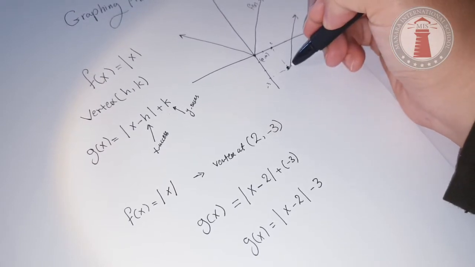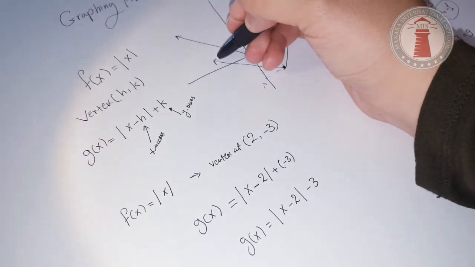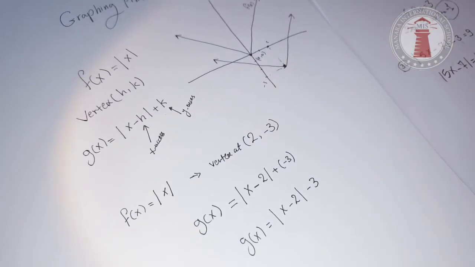So here is our new vertex, and we just graph the same 45 degrees sides V. Okay, here we just talked about translating this V letter, this absolute value function or the parent function, to the x and to the y, so it's just shifted. We still did not talk about stretching and shrinking.